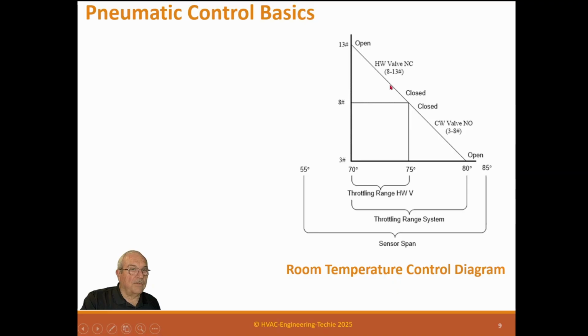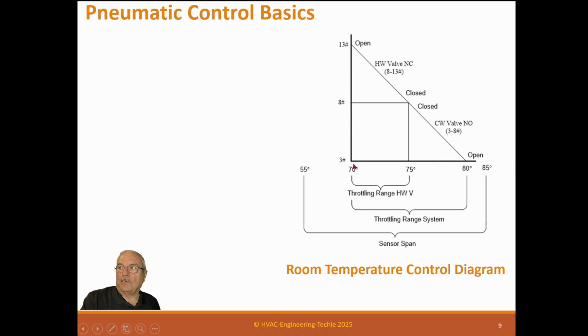So we have a hot water valve here. So we have a hot water valve normally closed 8 to 13 pounds. And we have a chill water valve that's normally open 3 to 8 pounds. That's this normally open, normally closed stuff. And we have these spring ranges. So each valve has a different spring range. And you'll see they both have 8 pounds. So that means right here, this one's closed.